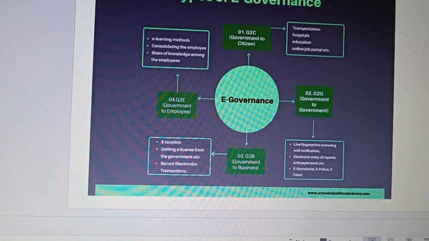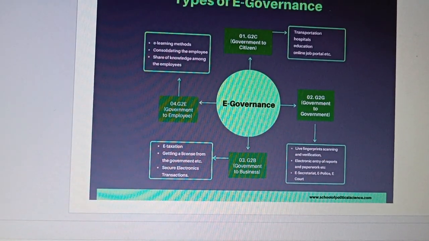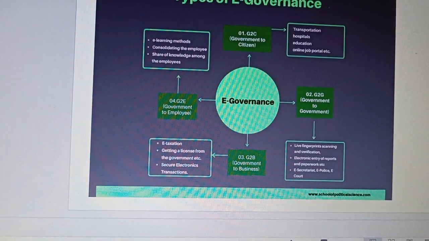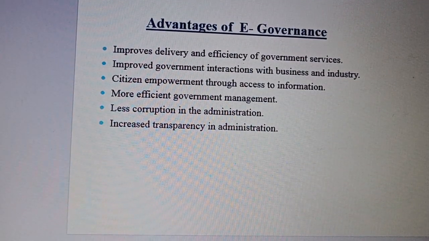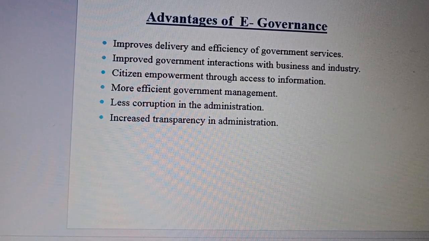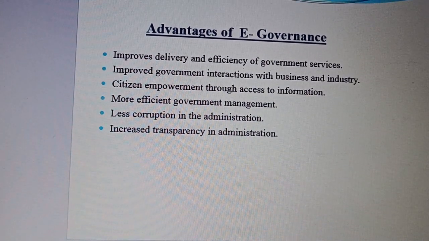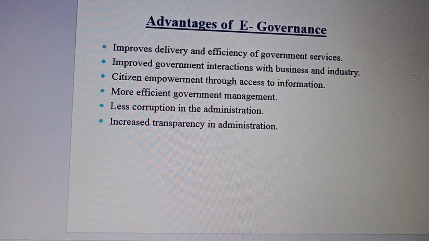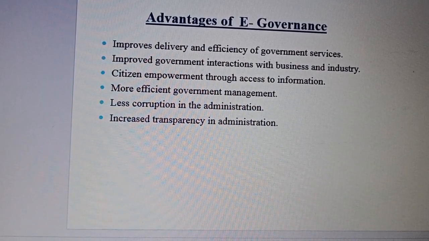Third one is government to employee, which covers taxation, secure electronic transactions, and getting a license from a government agency. So this is all about types of e-governance. Then advantages of e-governance. Advantages include less corruption in the administration, improved delivery and efficiency of government services, citizen empowerment through access to information, and more efficient government management.